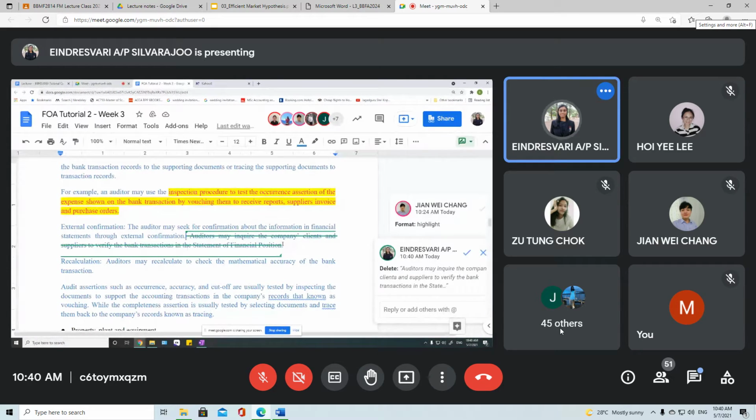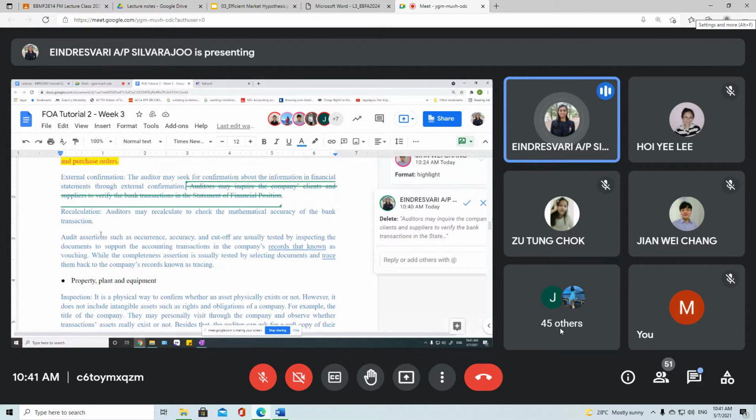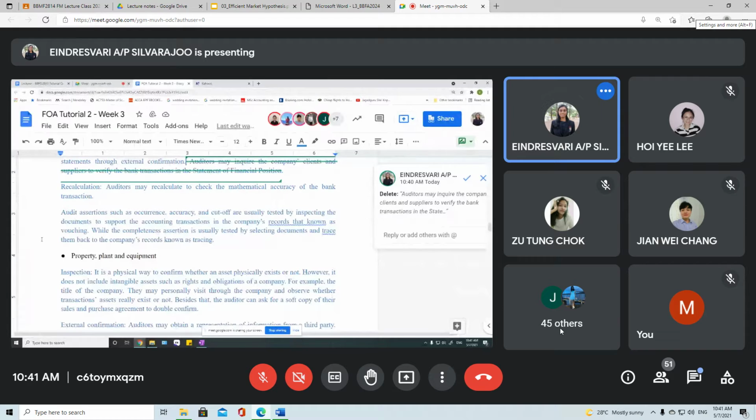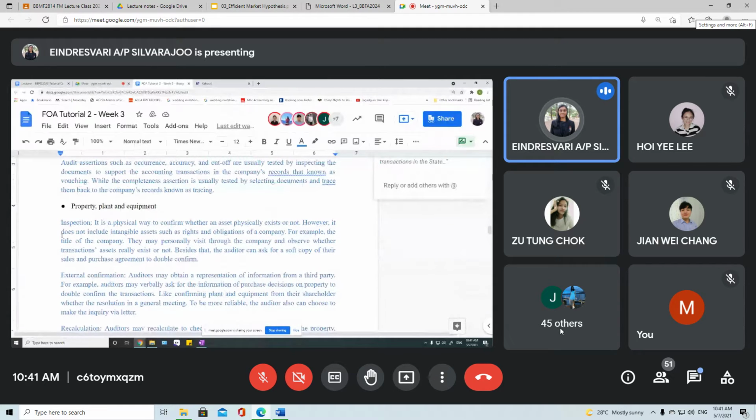For example, you may want to inquire the finance director, did they close any bank accounts during the year? Was there any new bank account opened? This kind of information you cannot find from the SOFA, SOPL. So you have to inquire. Can you understand? So in this case, all your procedures must relate to vouching and tracing. So I don't see vouching and tracing here. You see, all these are explanations. Does not include intangible asset, rights and obligation, personally visit, observe. These are not procedures.